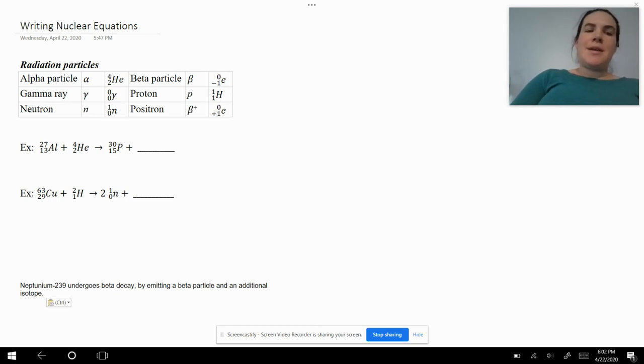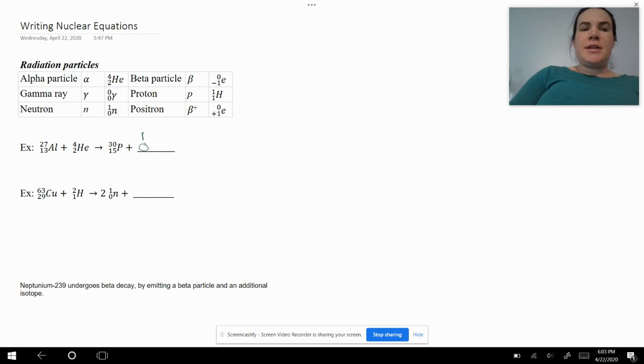Okay, so this first example, we look at the bottom numbers, and we get 13 plus 2 before the arrow, that's 15. So we want the right side to add up to 15. We already have 15 here, which means we don't need any more, so we're going to put a 0 on the bottom. Up at the top, we've got 27 plus 4, that is 31. And on the top here, we want 31 as well. You've got 30, so you want 1 there.